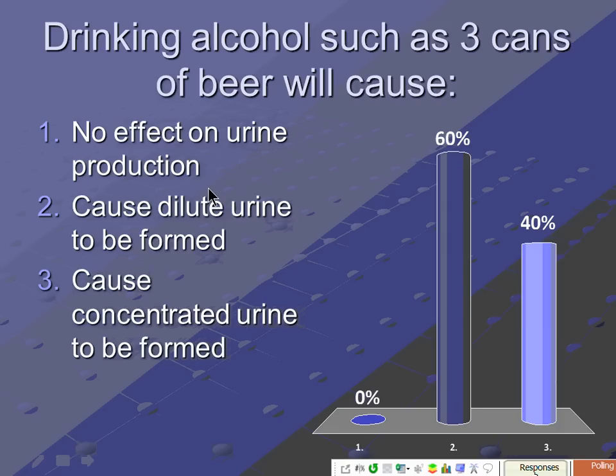This will cause dilute urine to be formed, not concentrated. Look at this, you're drinking fluid. The very fact that you're drinking a lot, and think about it yourself. If you drink 3 glasses of water, you tend to just go to the restroom more often.